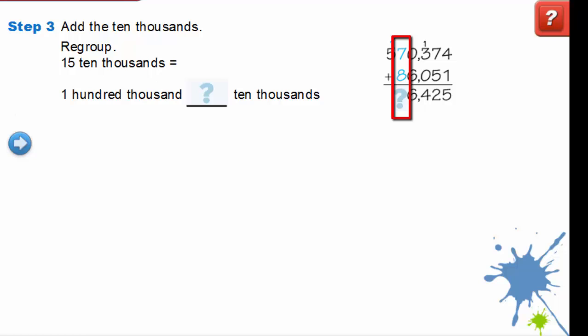Well, we learned in the other lesson that 15 10,000s is the same as 100,000 and how many 10,000s? That's right, 5 10,000s. So what goes in the 10,000s place? Good, the 5. And we have regrouped the 1 to the 100,000s. That's the same way of saying 15 10,000s is the same as 100,000 and 5 10,000s.